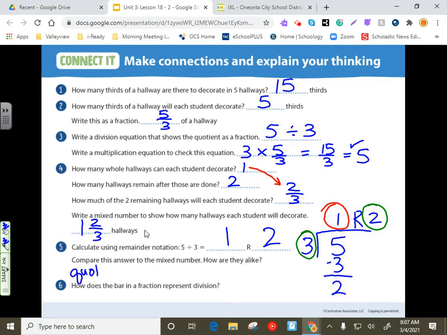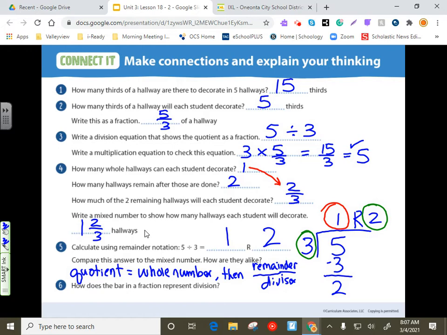So let's say this is the quotient equals the whole number part. And then I'm going to put remainder over the divisor. Now that'll come in handy for tomorrow's IXL assignment. There.